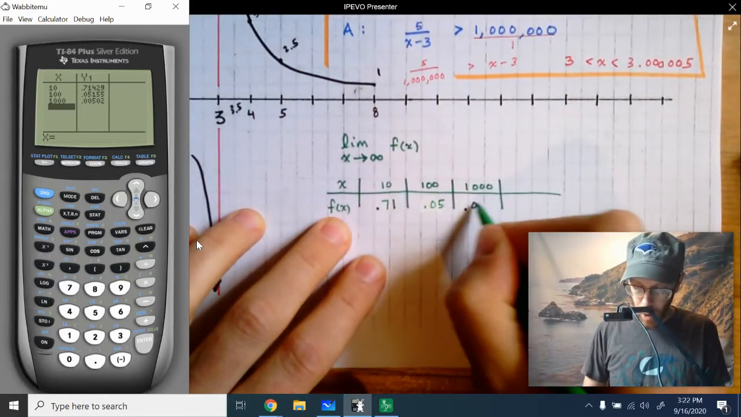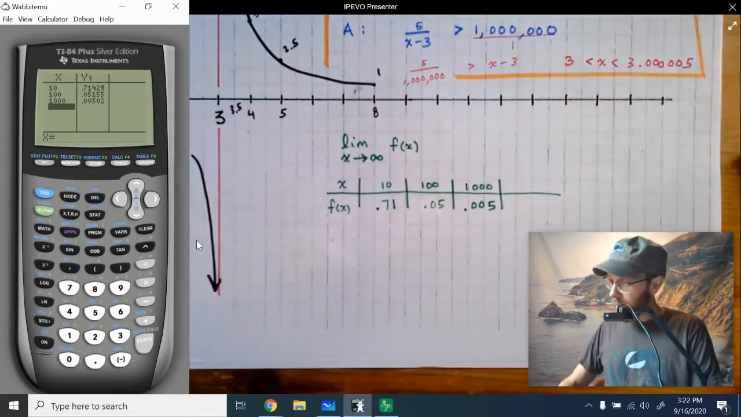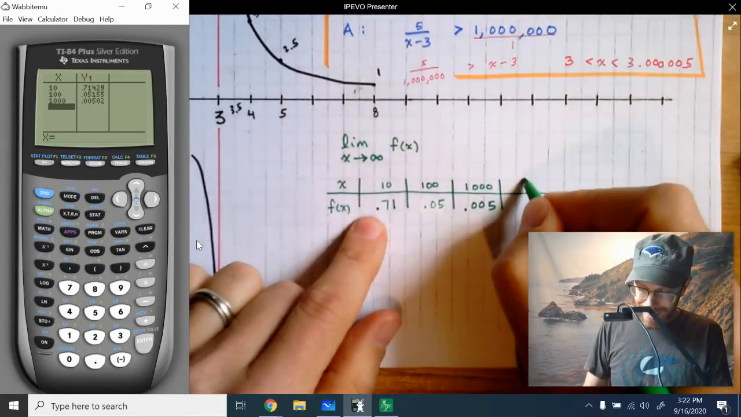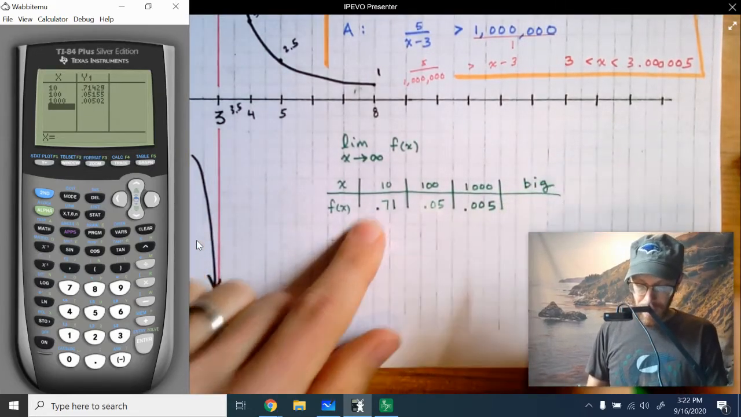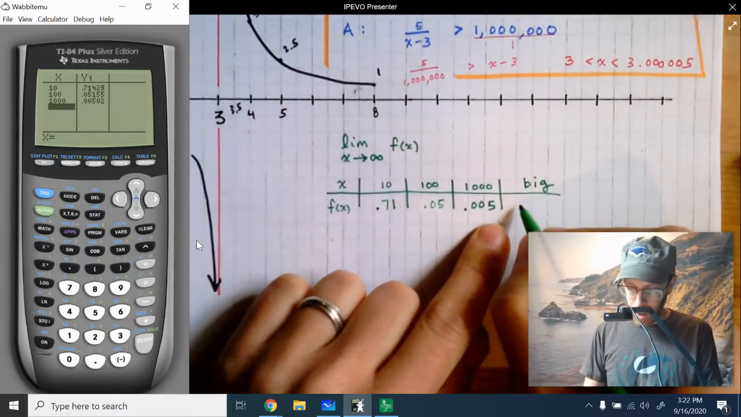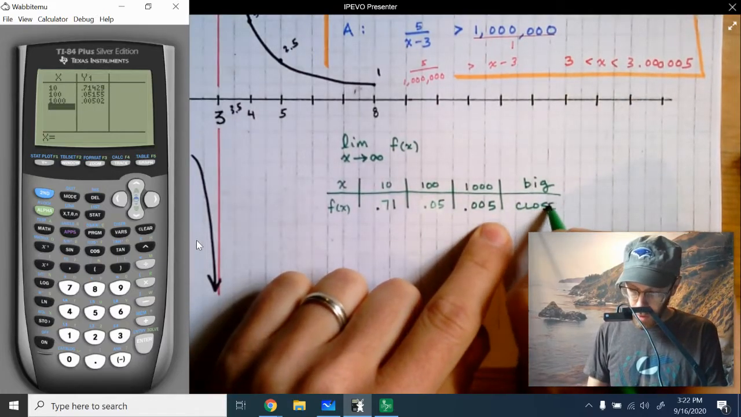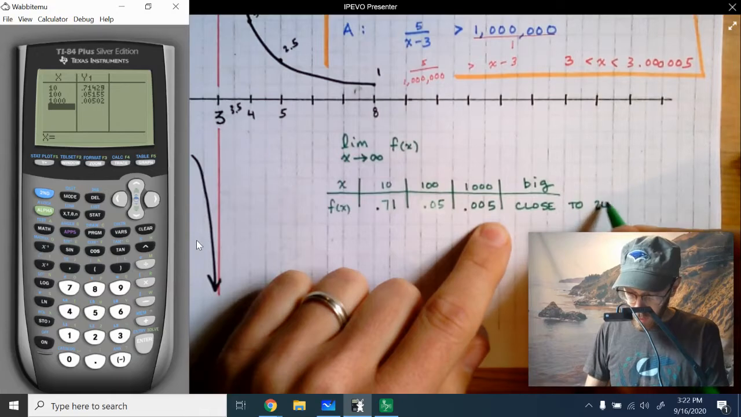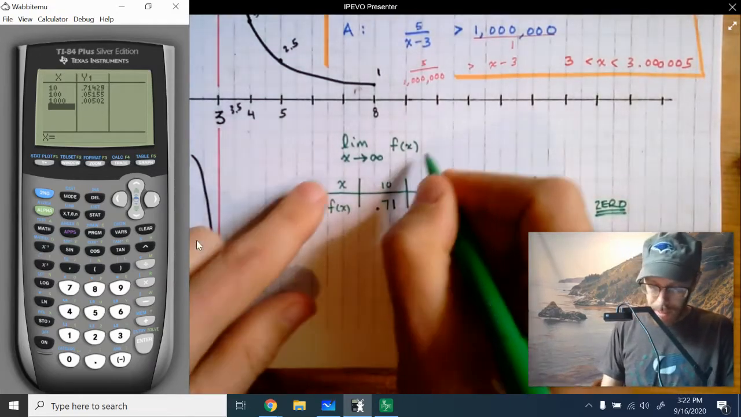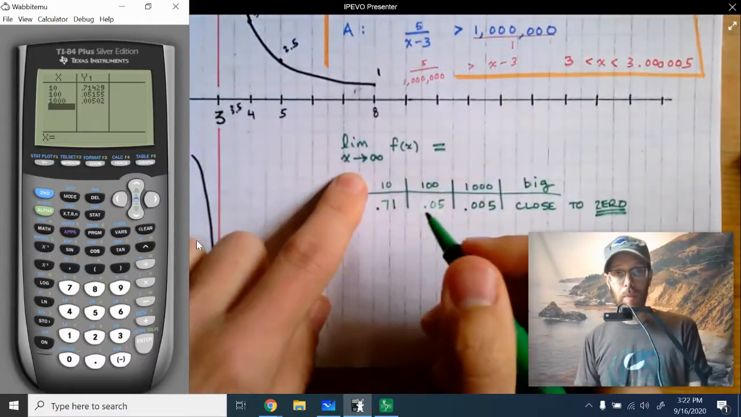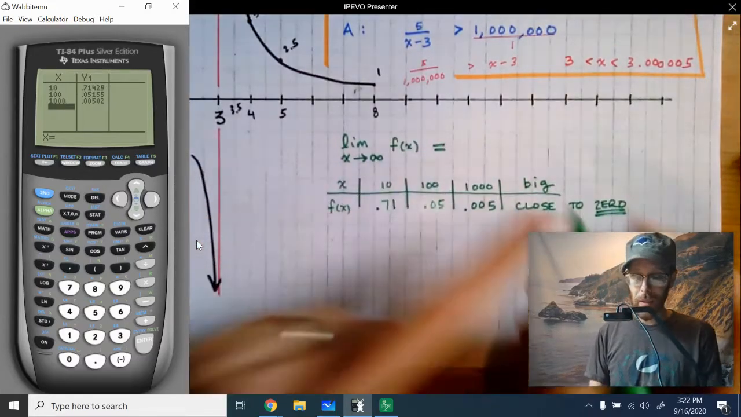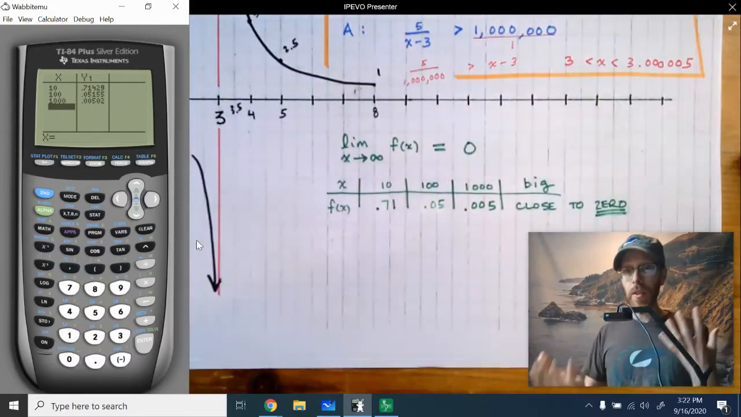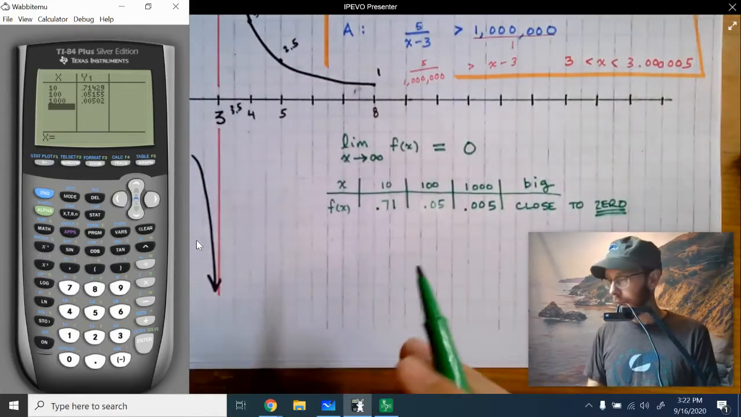And I got that the value of the function is 0.5, 0.05, and then 0.005. So as the x is getting big this time, the f of x is getting close to 0. Therefore, we can say the limit as x is approaching infinity of our function is 0. 0 is a number. You can put an equal sign in.